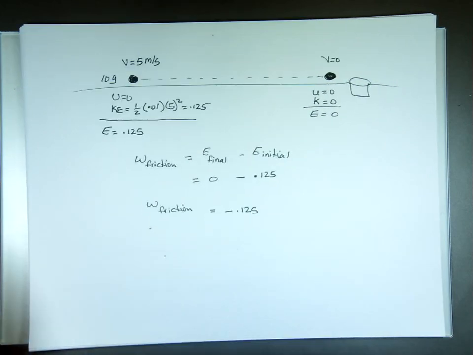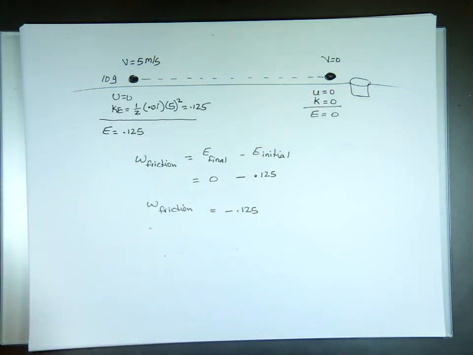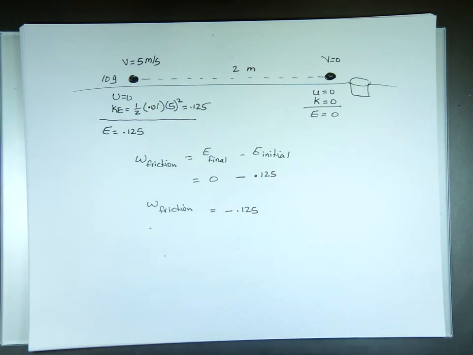Now, if I know the length of the putt there, I can figure out the coefficient of friction. Let's say this putt was 2 meters long, about 6 feet. What's the work done by friction?